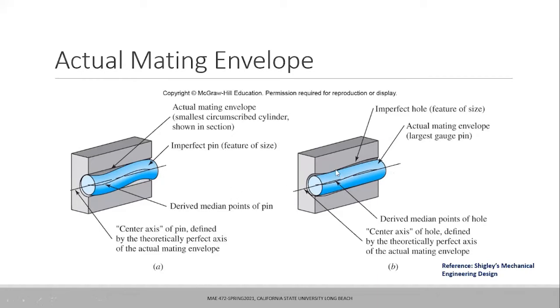And the largest gauge pin, which is used for measurement, that can fit inside the imperfect hole will be called the actual mating envelope. That largest gauge pin will be used to define the center axis of the hole itself. So actual mating envelope, for internal features, is the largest gauge pin. For external features, it is the smallest circumscribed cylinder. So these are the actual mating envelopes.